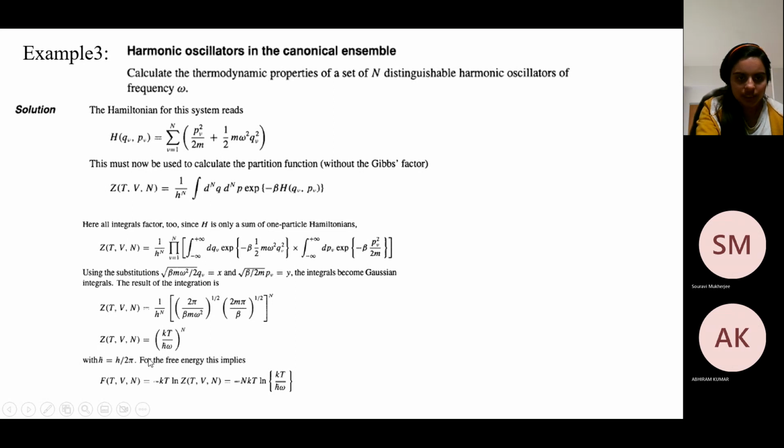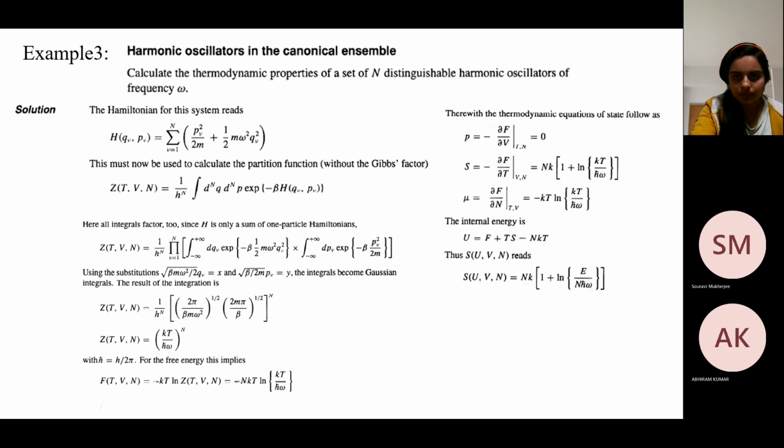Once we get the partition function, we can similarly get the free energy and the other values, right? So one has to get used to this way of solving for the different partition functions given a particular Hamiltonian, and then that would give you the different thermodynamic variables.